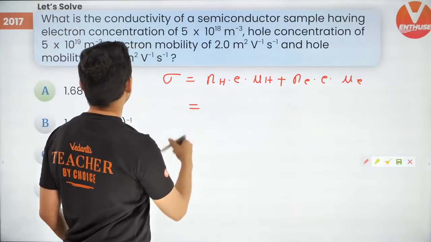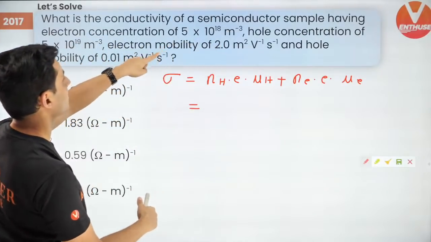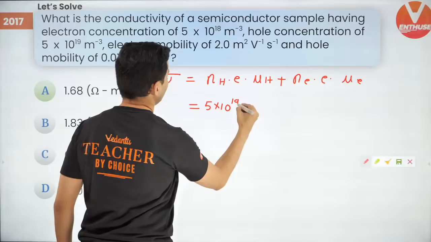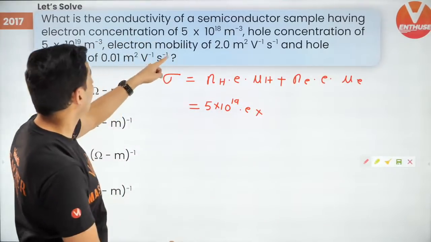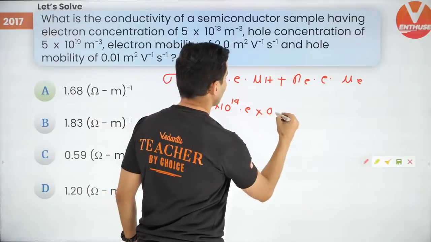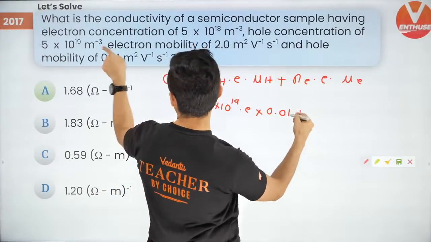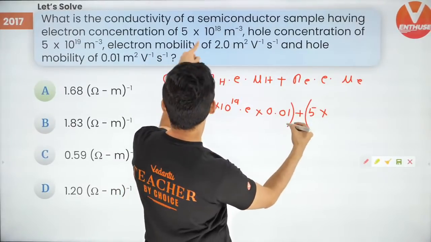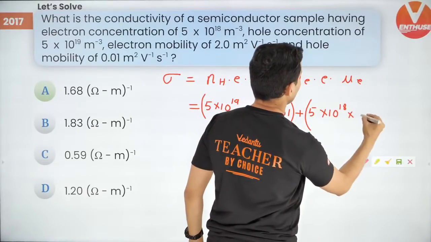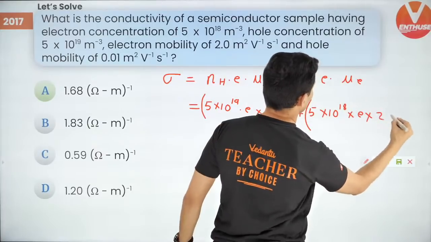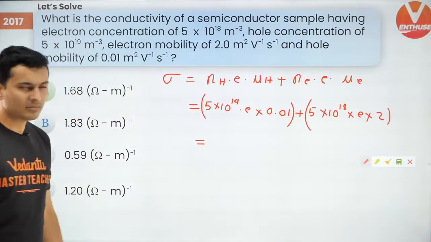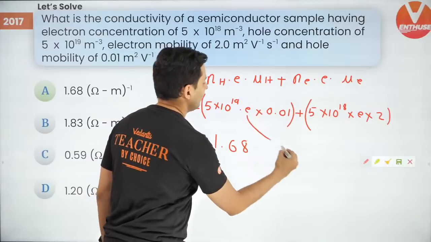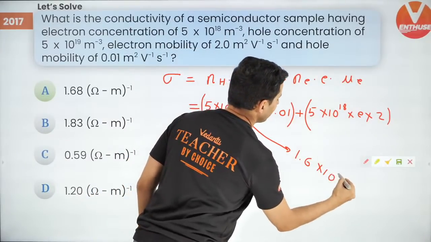Everything is given, believe me. N_H, hole concentration, is 5 into 10 to the power 19. e I will substitute in the end. Hole mobility is 0.01. This is the first term, and the second term is 5 into 10 to the power 18 into e into electron mobility, which is 2. Now solve this, guys, you will get the answer. It's very simple. Yes, and you're going to get it as 1.68. And this value of e is nothing but 1.6 into 10 to the power minus 19.